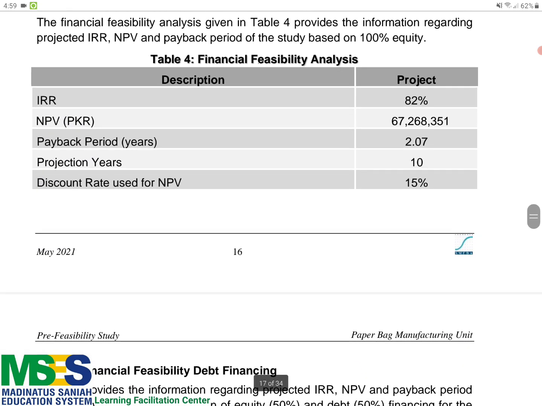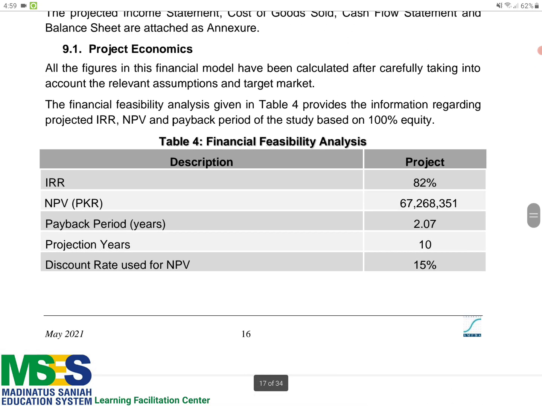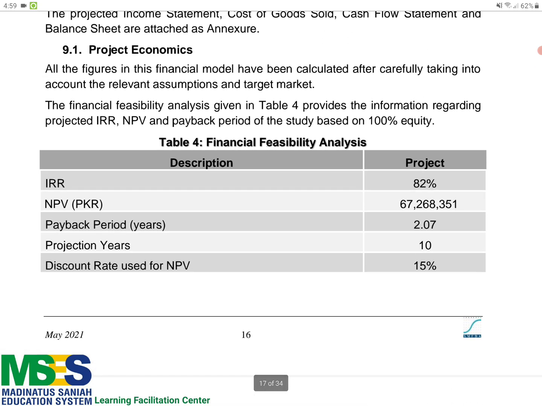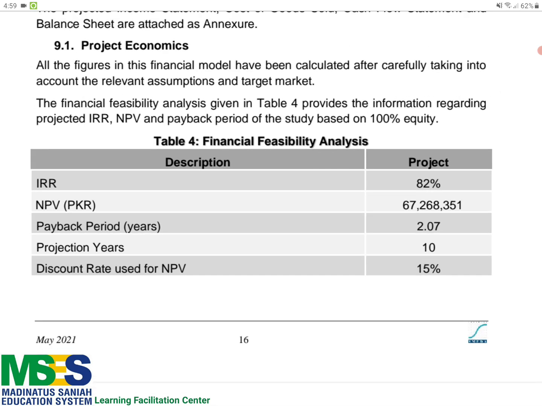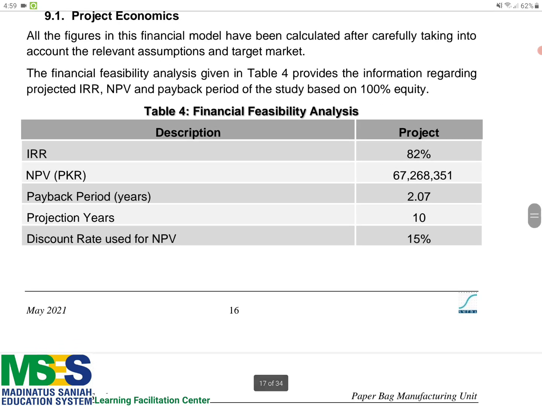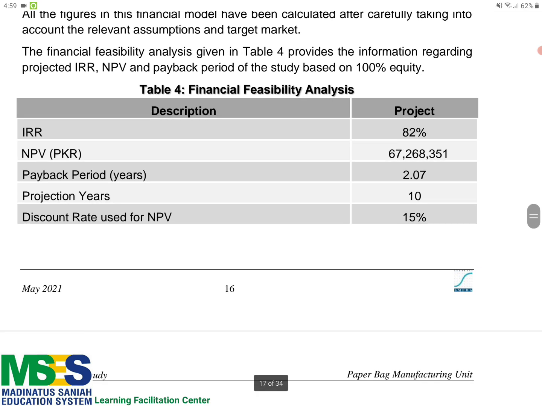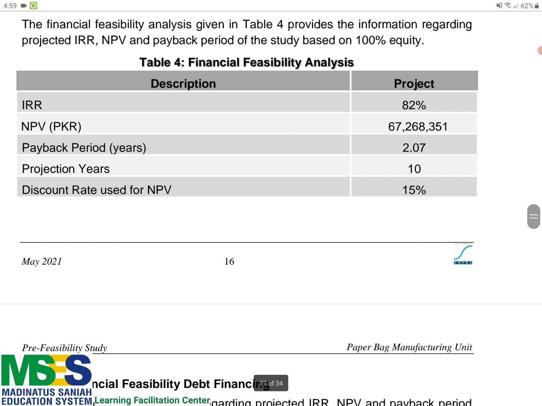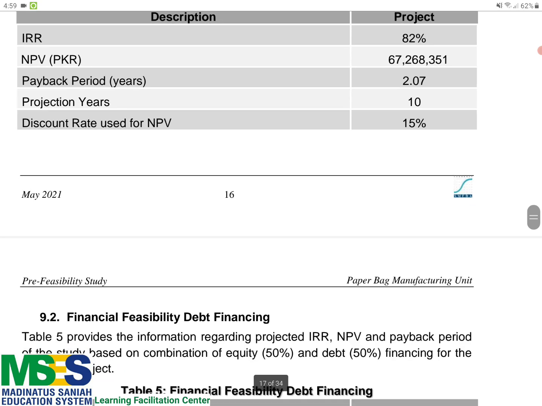Can you show me how much time it would take to get my invested money back? Payback time? 2.07 years. Yes. In 2.07 years, if you sell all the bags that you've made, again, this is dependent upon the sales. If you can sell all the bags that you make, you will get your money back in 2.07 years. How much money was invested? Do you remember that? Yes, 6 million. You will get 6 million back in 2 years. It's a lucrative business.